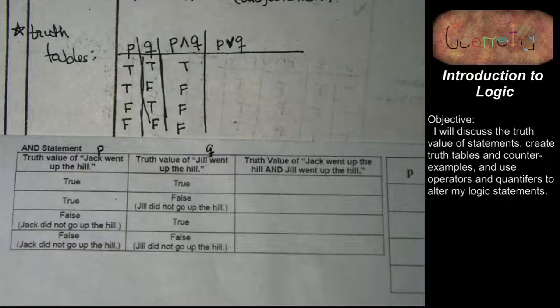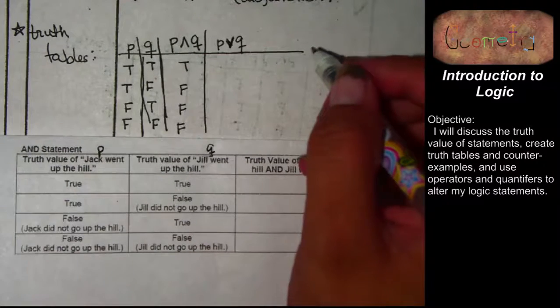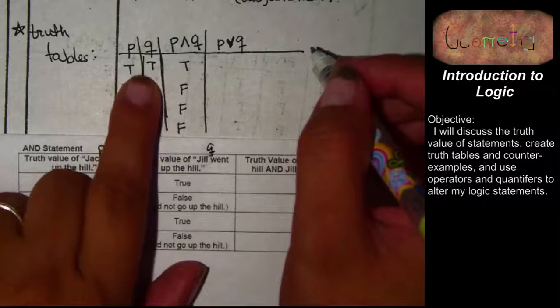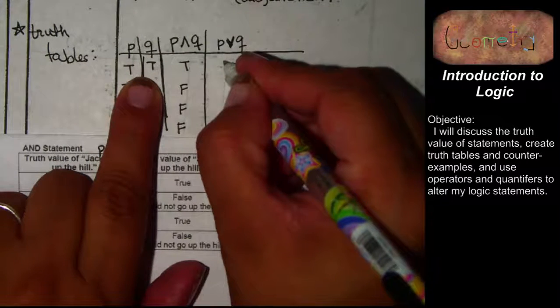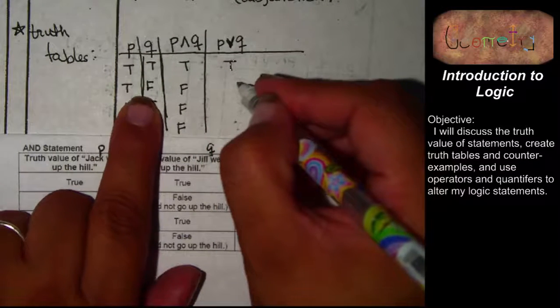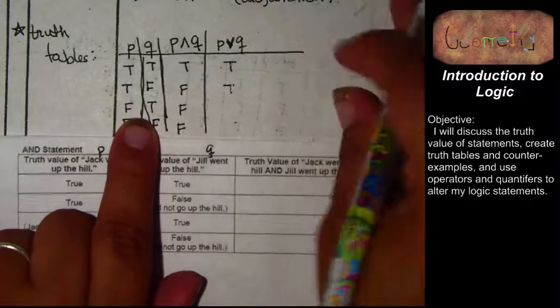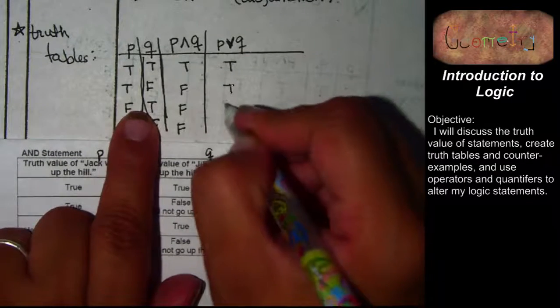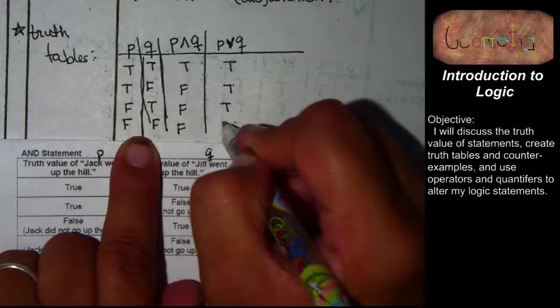So how many truths do you need for an or to be true? One. How many truths do you have? Two. So is it true? Well, true. It's true because we have one. How many do we have? How many do we need? One. So it is. How many do we have? All. How many do we need? So it is. How many do we have? How many do we need? So it is.